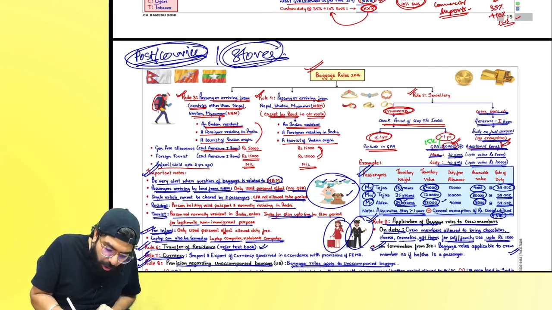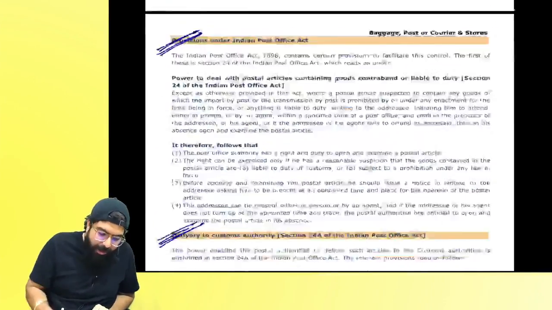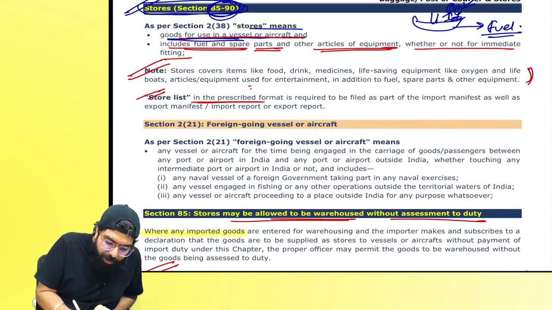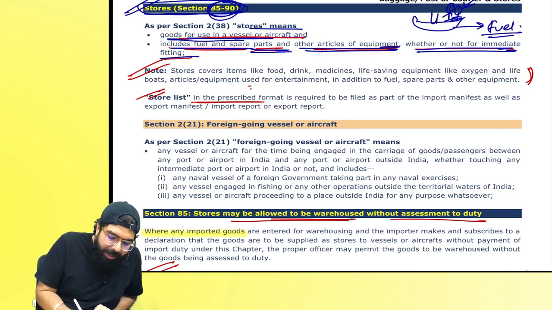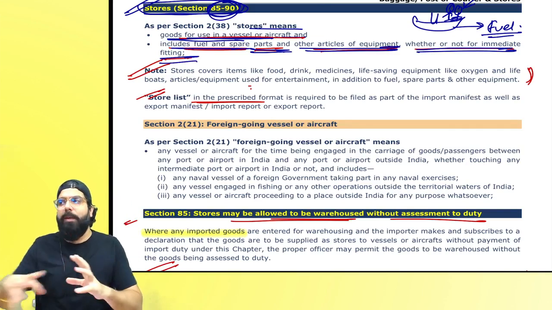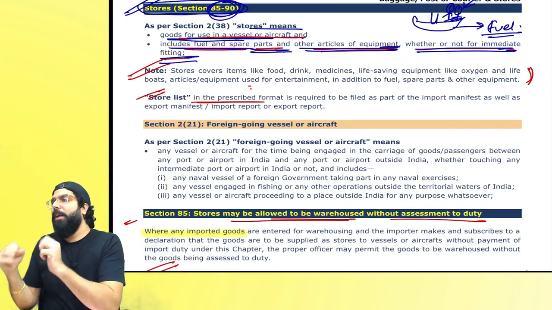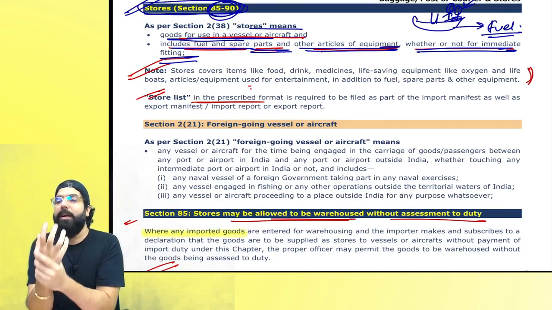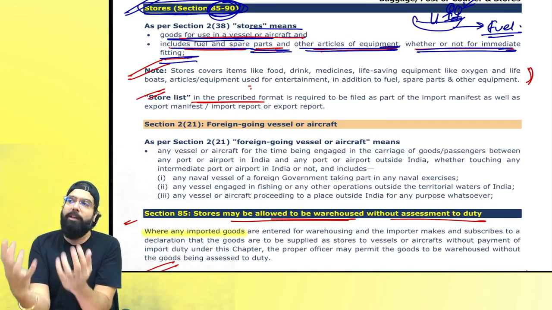Sir, if it is stores, what do you mean by stores, everyone? First you have to remember what stores means. Always remember the meaning of stores is given as: stores means goods for use in the vessel or aircraft and includes fuel and spare parts and any other article or equipment, whether or not for immediate fitting. So sir, stores means when the ship or aircraft is going from India to outside India, whatever food is there for human beings, life jackets, etc., those are also stores. For the ship's consumption, whatever fuel and spare parts are there, that is also stores.